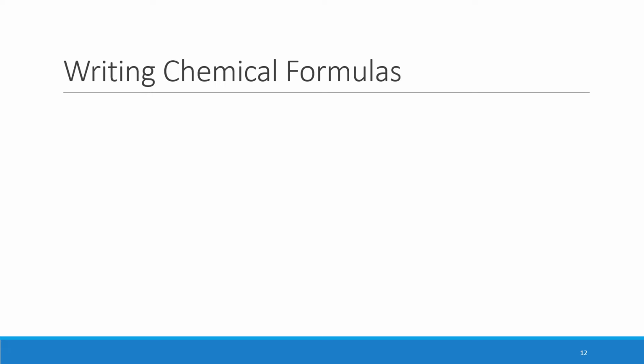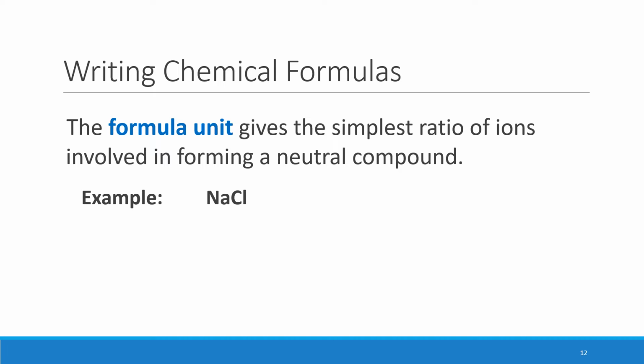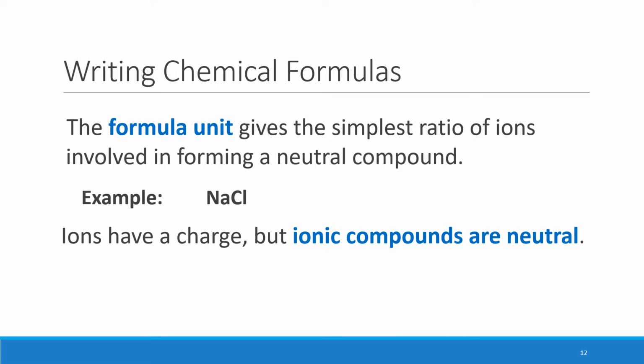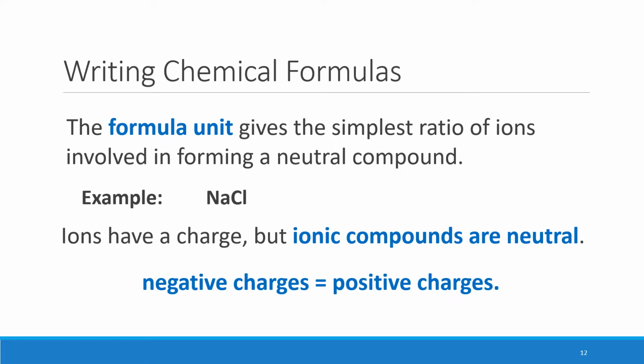Okay. Now, once we know what ions are involved, it's pretty easy to write a chemical formula. The formula unit for an ionic compound just tells us the simplest ratio of ions involved in forming a neutral compound. So the example we've been talking about so far, the formula for sodium chloride is NaCl. That's the formula unit. Even though the ions themselves have a charge, the ionic compound is neutral. Those charges cancel each other out. So there's always going to be an equal number of positive and negative charges, so it cancels each other out.